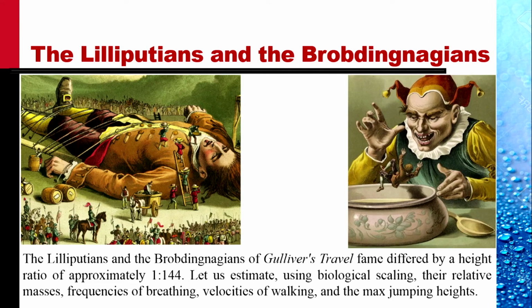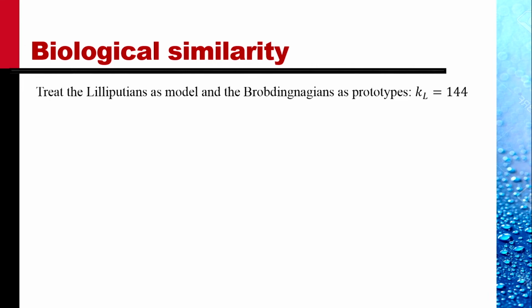The Lilliputians and the Brobdingnagians of the Gulliver's Travels differed by a height ratio of approximately 1:144. The Lilliputian ratio was 1:12. A foot was like an inch. And the same scale between Brobdingnagians and humans. Let us estimate, using biological scaling, their relative masses, frequencies of breathing, velocity of walking, and the maximum jumping height. Treat the Lilliputians as the models and the Brobdingnagians as prototypes.